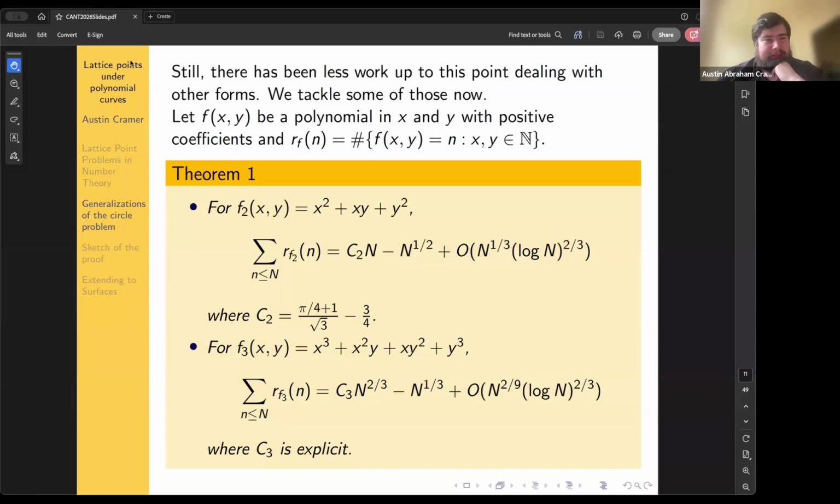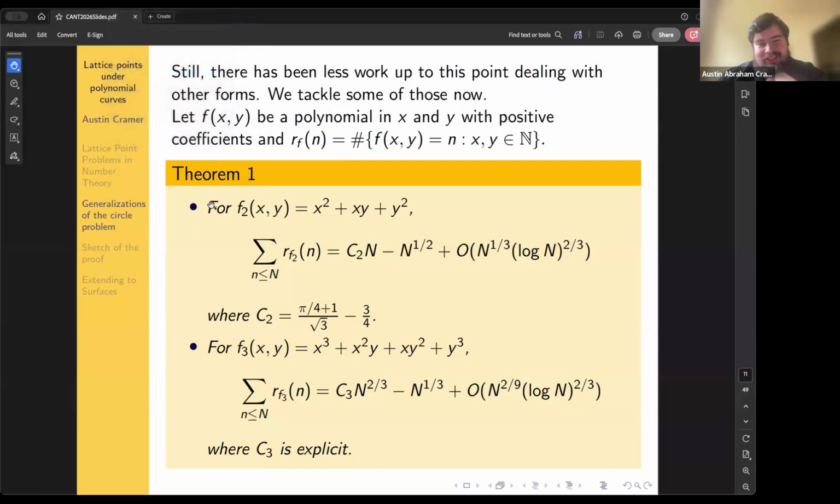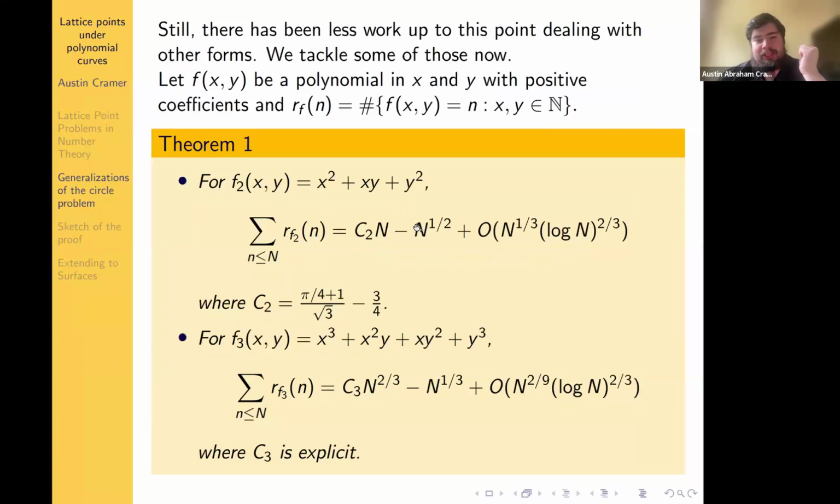Okay. Back to this here. I'm going to go back to full screen. Okay. And so we get this constant C2 times n minus n to the 1/2 and an error term n to the 1/3 log n to the 2/3. Where this C2, that's a constant we can calculate not too hard. That sort of corresponds to an area. I'll talk a little bit more on that in a second.